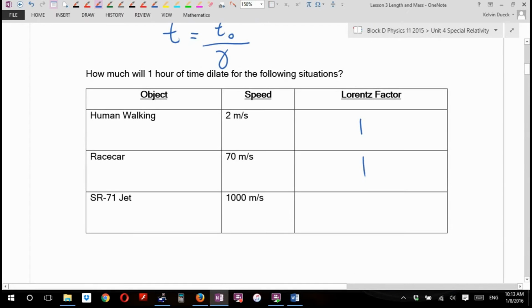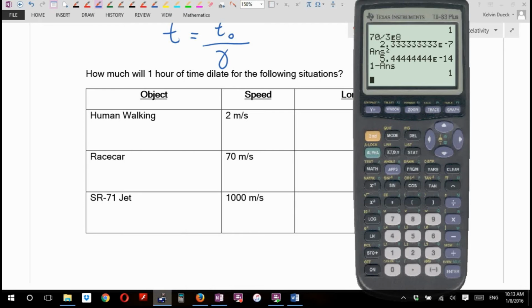Ooh, what about an SR-71 jet fighter? The fastest jet fighter ever made. That travels at 1,000 meters per second. Let's try that. So I'm going to go 1,000 divided by 3 times 10 to the 8th. Here's hoping, Ryan. Maybe for jet fighters it's noticeable that time is slowing down. Squared. 1 minus that.